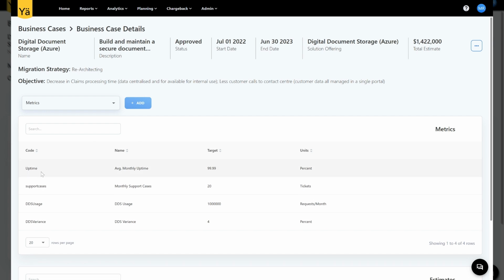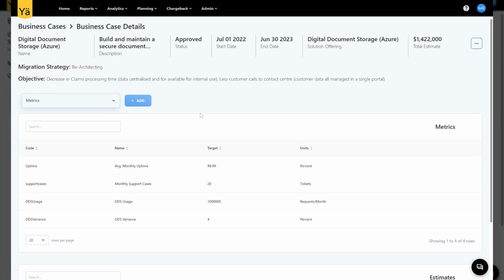So we're doing this because we're moving this from an on-prem solution, right? So we want to increase our uptime with a target of 4 nines. We want to reduce our support cases. We assume a million requests per month on this platform as usage, because obviously different usage, different cost. And overall, we're looking for a forecasting variance for this of 4%. That would make us feel good.